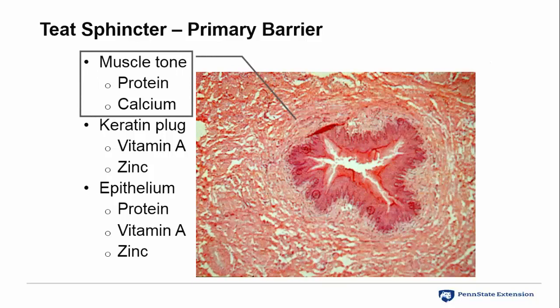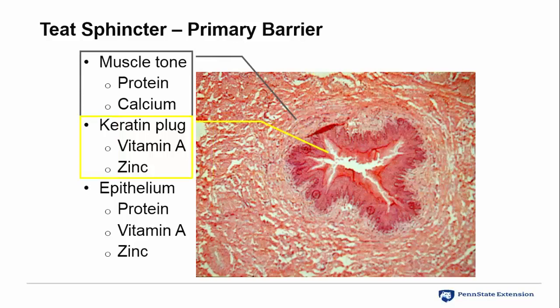And I'm highlighting here that protein in the diet can affect muscle integrity and strength, as well as calcium and muscle contraction. So this is why cows with hypocalcemia or low blood calcium, whether it be clinical in a milk fever cow or subclinical, could have compromise of the muscle tone, thus giving some gateway for bacteria to enter because the teat opening may be compromised.